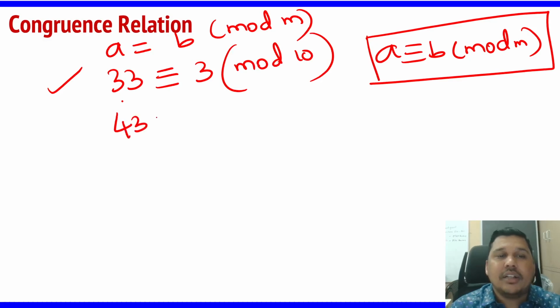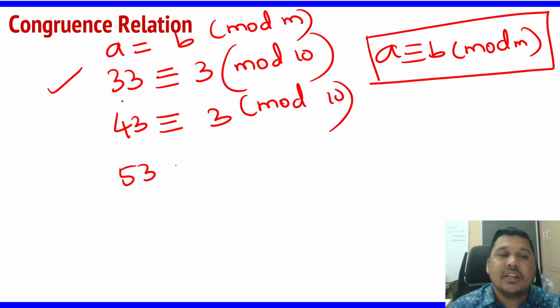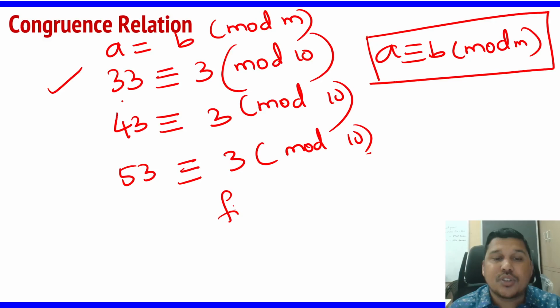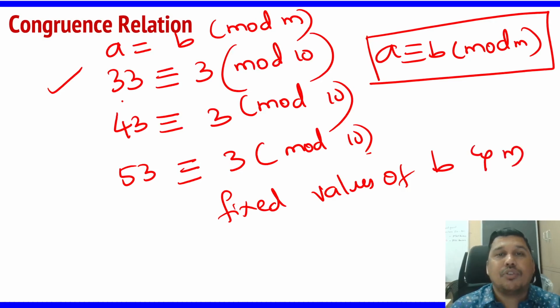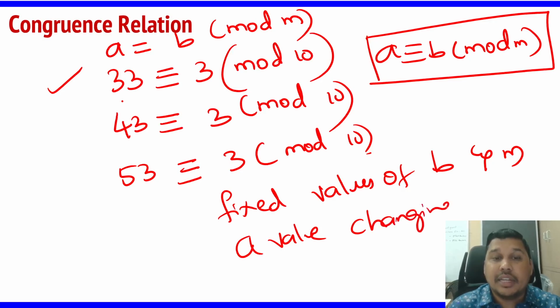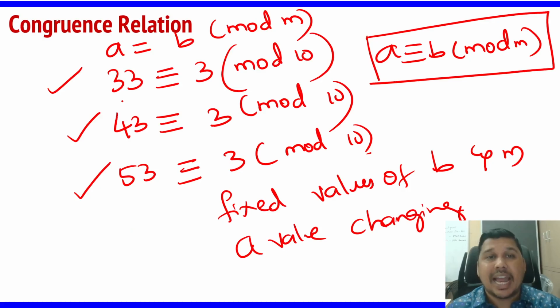If I put here 43, this is also true, right? 43 ≡ 3 mod 10. Even if I put 53 here, this is also true: 53 ≡ 3 mod 10. If you see, for fixed values of B and M, the A value is changing. It means for fixed values of B and M, there are so many A's. This condition is true, this condition is also true. For changing A values and fixed B and M values, you have so many such equations.